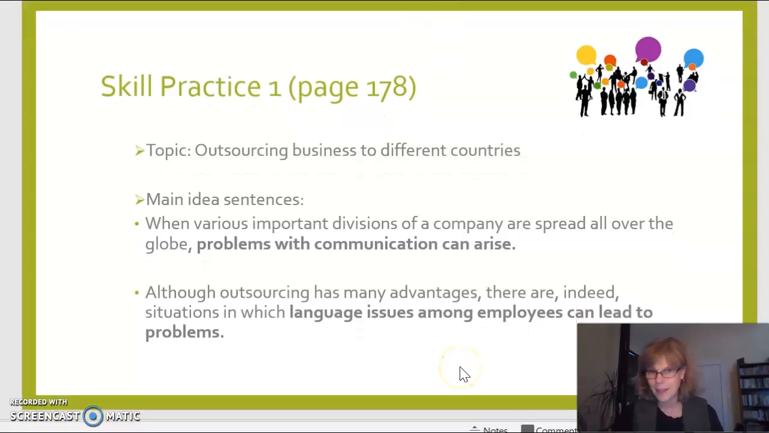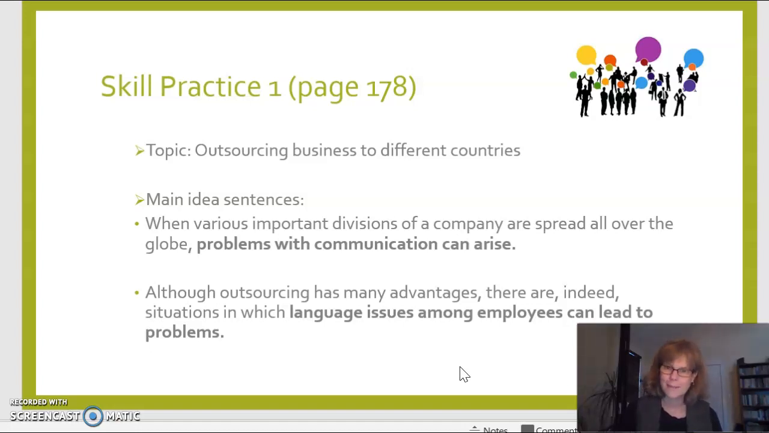I also underlined this sentence towards the end. It's the last sentence. It starts with, although outsourcing has many advantages, there are indeed situations in which language issues among employees can lead to problems. So I just wanted to make sure you understood the paragraph. It's about language and communication when you're using outsourcing across different countries.